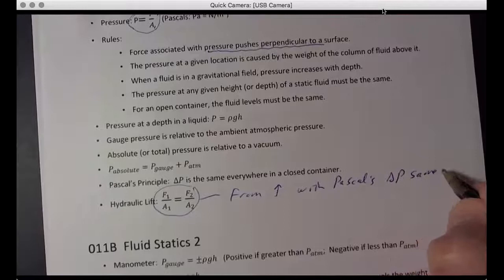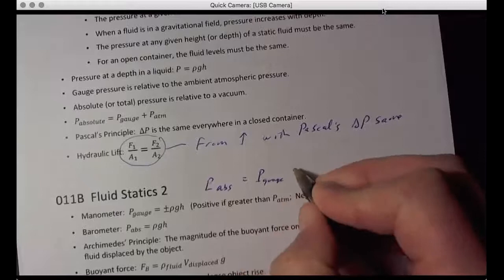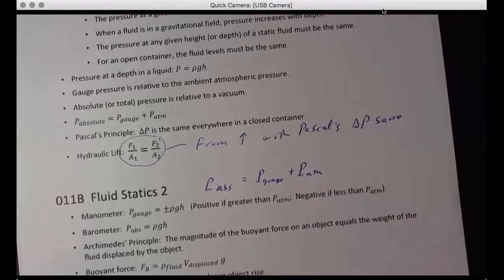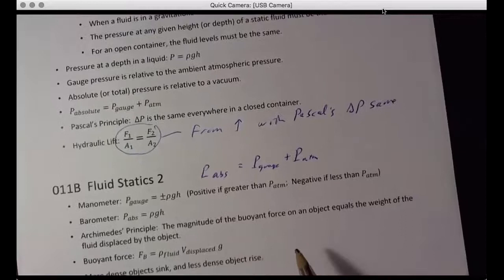Fluid statics, P absolute is equal to P gauge plus P atmosphere. You correct, you subtract that out in the gauge. So you have to add it back in if you want to get to absolute. And this is the fluid that it sits in.